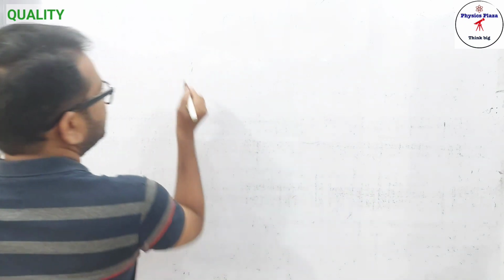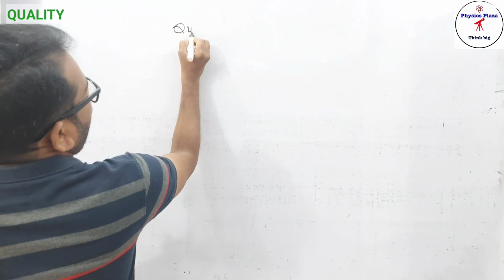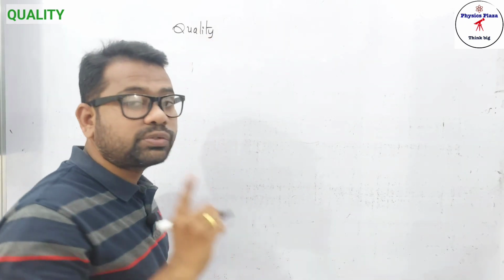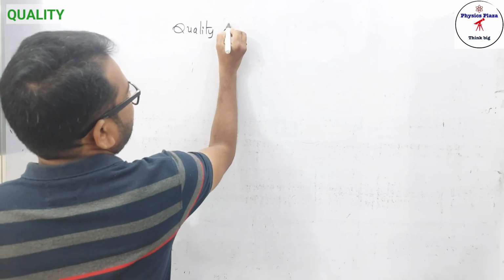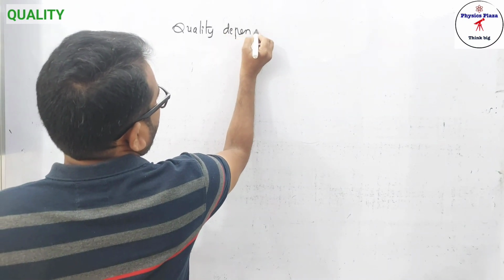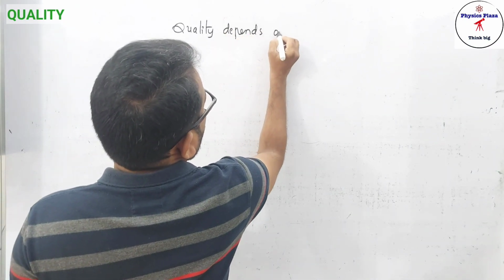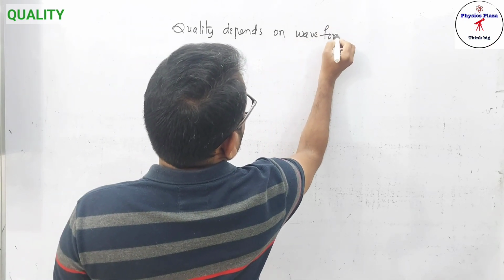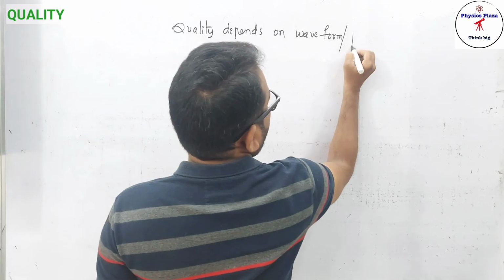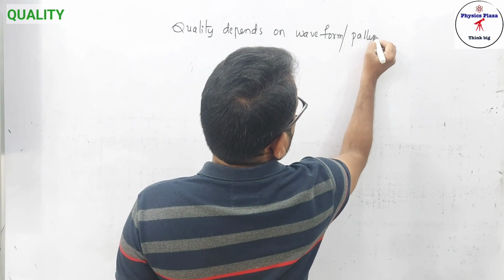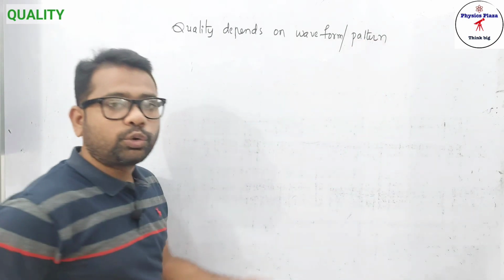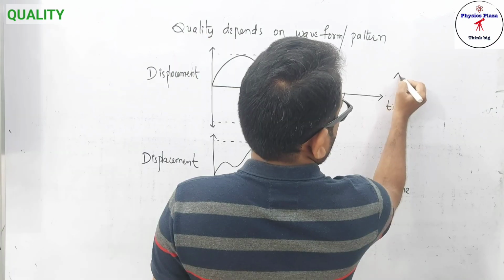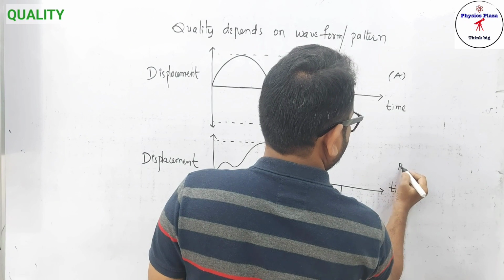Fine. And here, children, on which factor does this quality depend? The examination part of it is very important. So quality depends on the wave pattern or waveform. Now let us see one example, then you can understand very easily. Look here. Let me take this wave A and here is wave B.